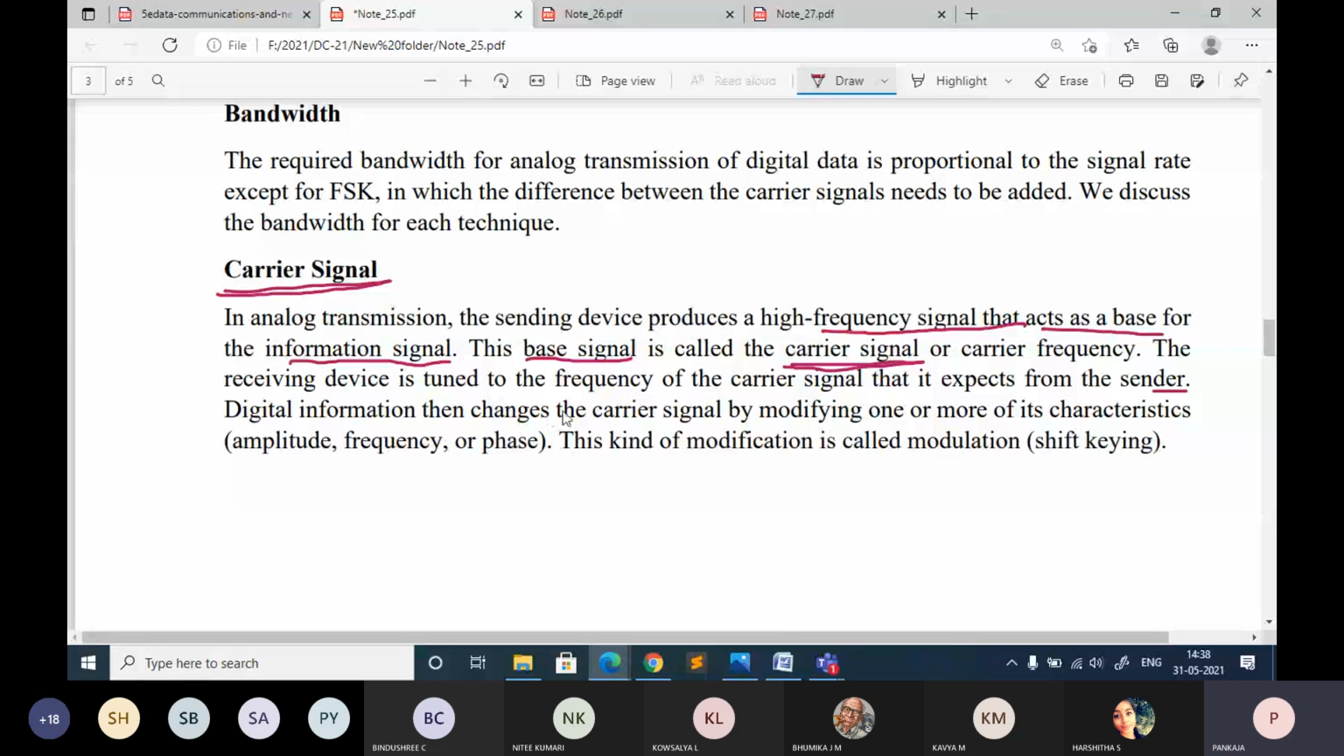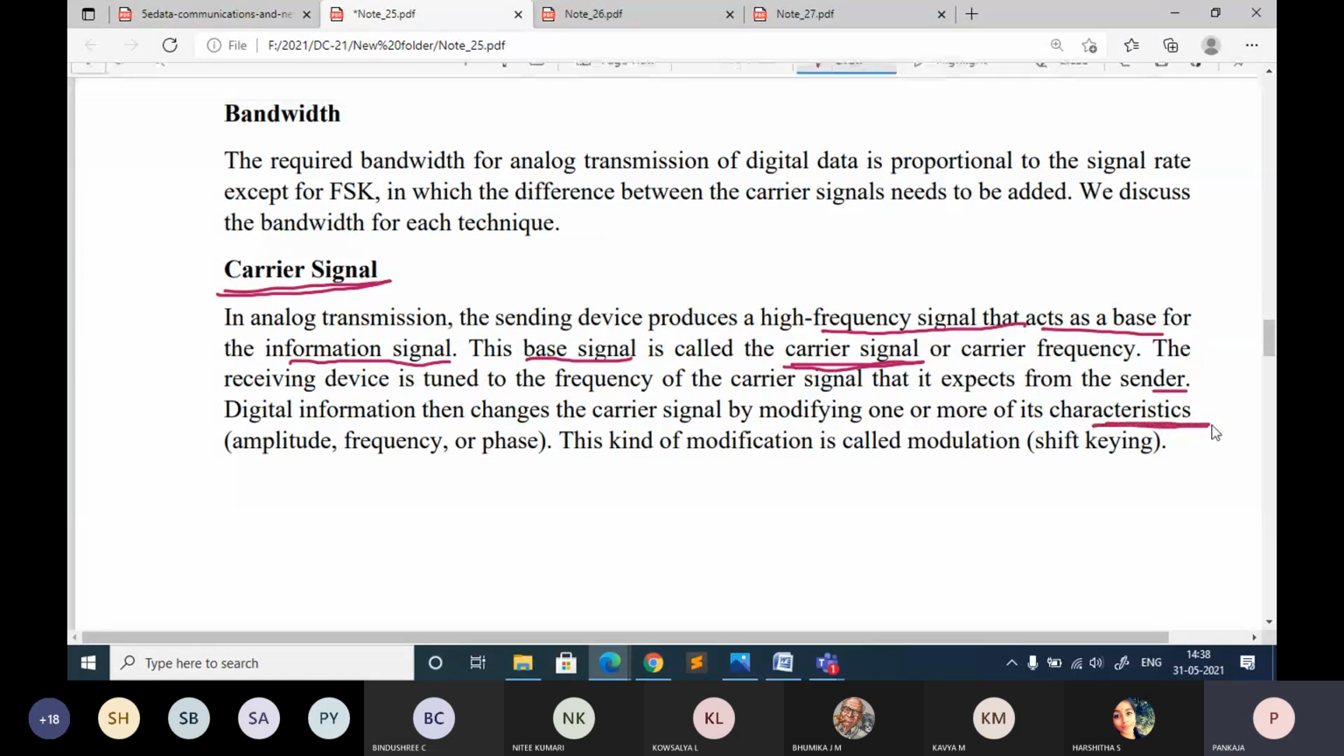So digital information then changes a carrier signal by modifying one or more characteristics. Now how are we going to represent this carrier signal? It depends on the three types I told. By modifying any one of the characteristics, you are going to generate it. Whatever circuit the device is designed with, it is going to generate the carrier signal.